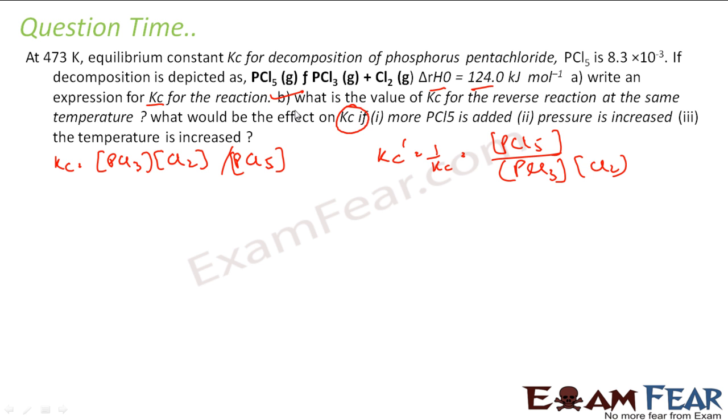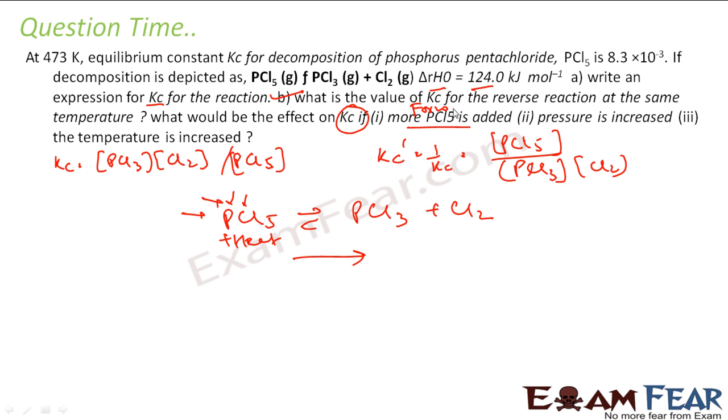What would be the effect on Kc if more PCl5 is added? So let me write this equation once again here. PCl5 plus heat gives PCl3 plus Cl2, and since it is plus 124, you need heat here. So you add more PCl5, what will happen? The concentration of PCl5 goes up, and the reaction moves in such a direction that the concentration of PCl5 should decrease. That means the reaction moves in the forward direction.